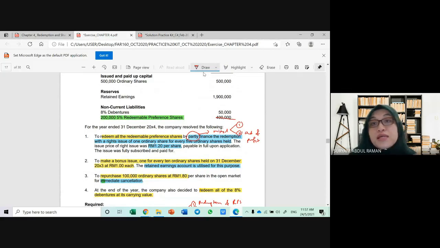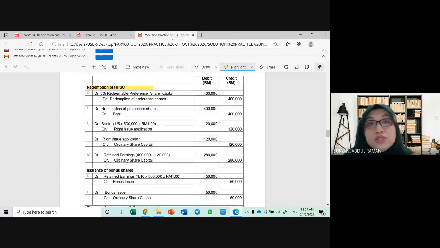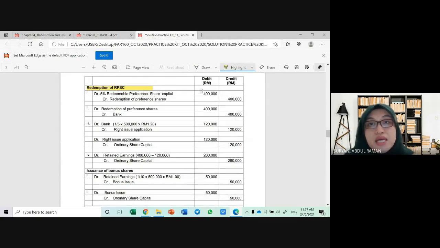Okay, you are going to settle it. So you are going to debit your redeemable preference shares 400,000 and credit redemption of preference shares. Again, remember, why do you need to debit? Because there will be a decrease or reduction. Since you redeem the shares, they are no longer in your company, so you have to debit the account.